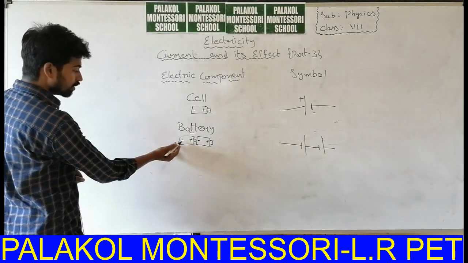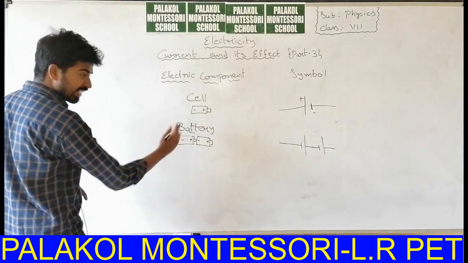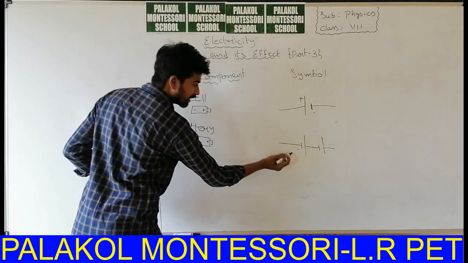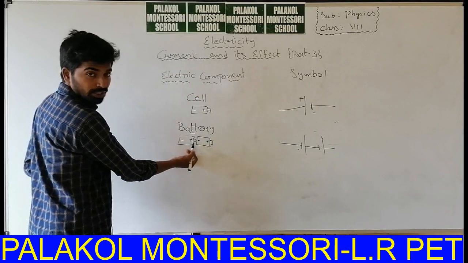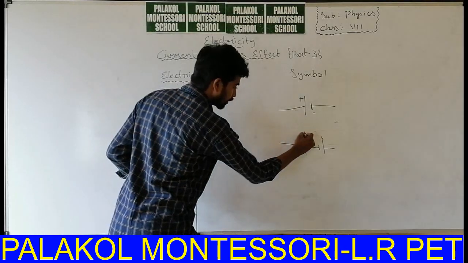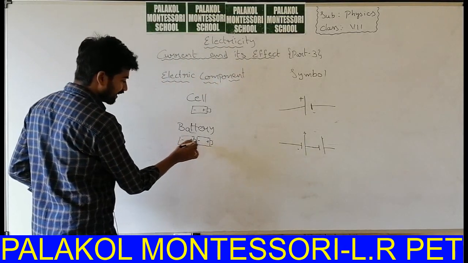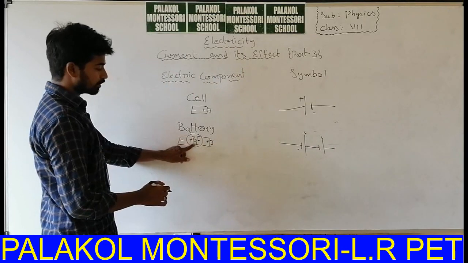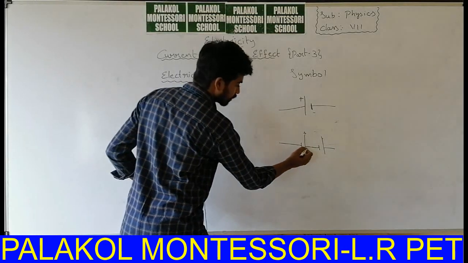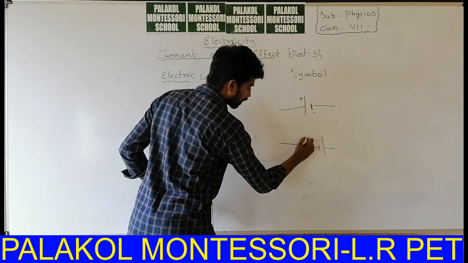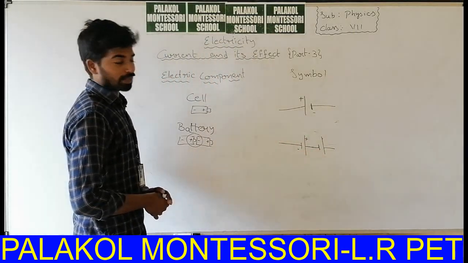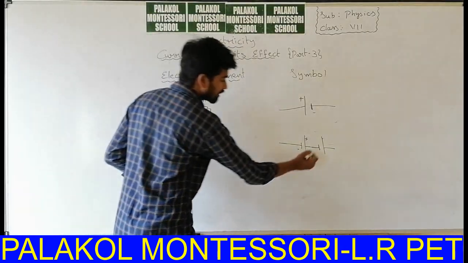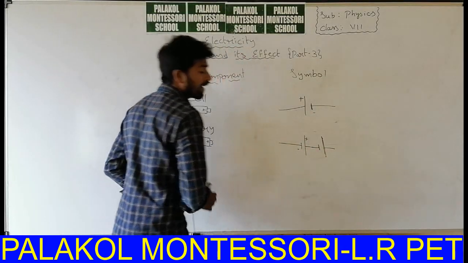So here first a shorter line. Why? Because this end has the negative terminal. After the negative terminal, the positive terminal is there. The positive terminal is connected to the negative terminal here, and thereafter another positive terminal is there. So this is the symbol of the battery.